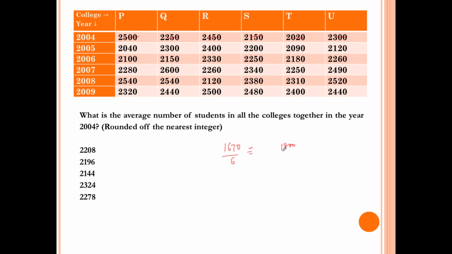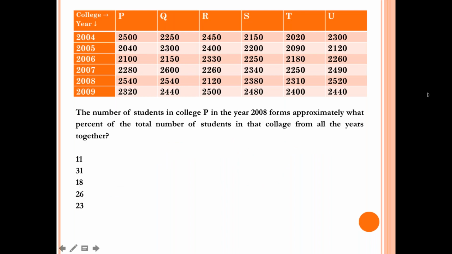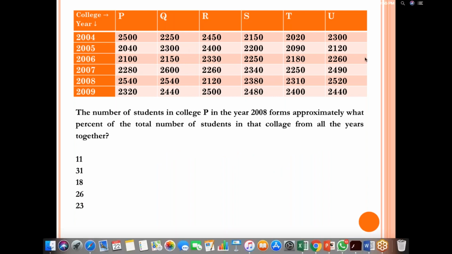See, we know 1800 upon 6 will be 300. We know 1500 upon 6 will be 250. So this will be somewhere around this, and our options are quite far away from each other. So this is the best answer. Okay, Kushagar.